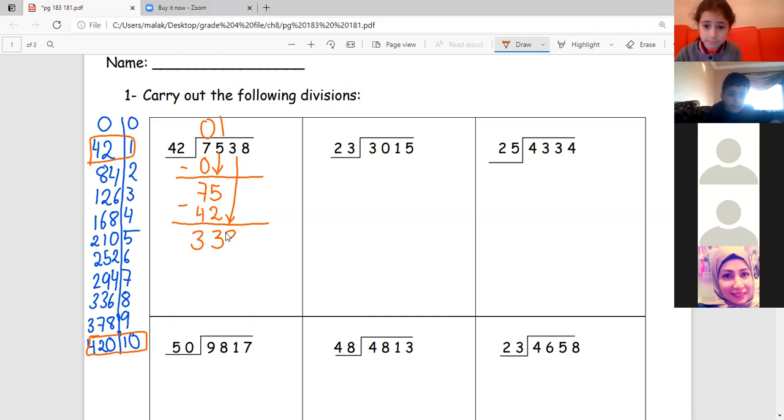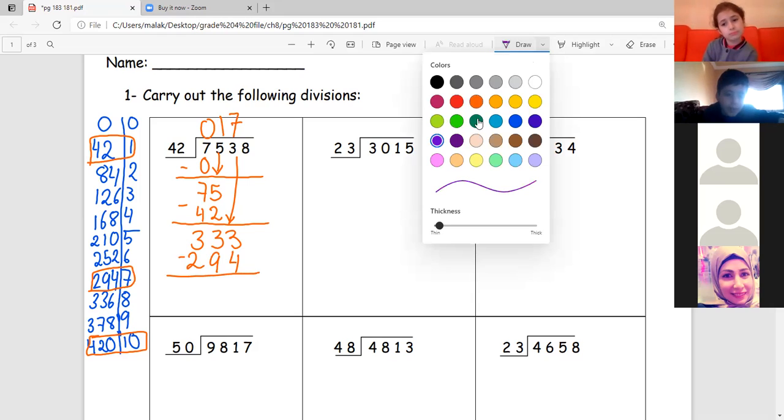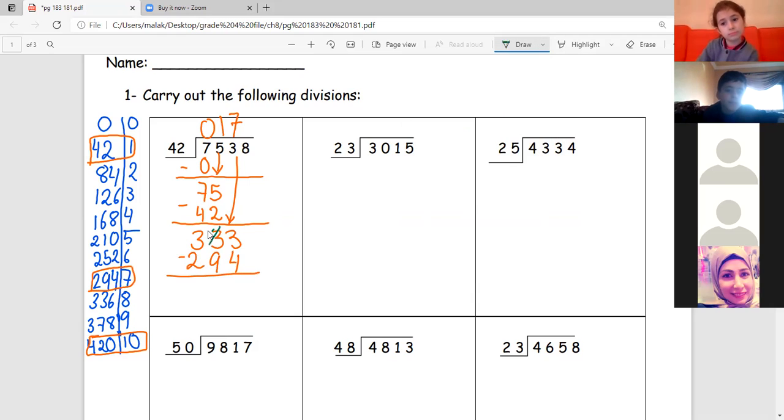Pay attention to the closest number, because here we are talking about large numbers. 333, Abdullah, the closest number is? 294. Bravo, because 336 is bigger, so we choose 294, which is less. Put 7 up. Subtract. We borrow from 3, it will be 2. 13 minus 4.